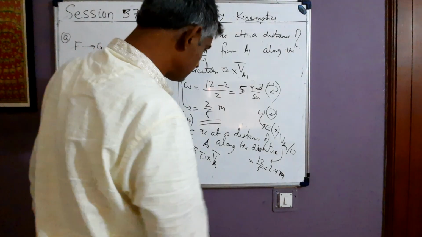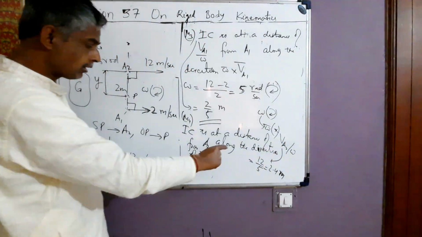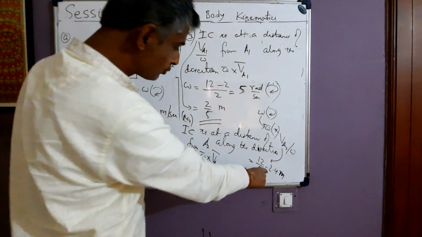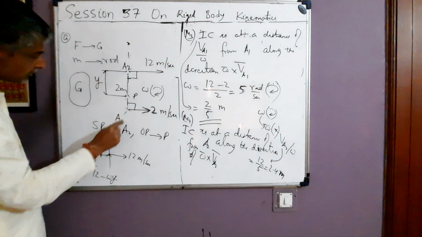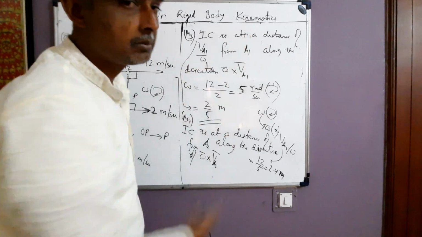So IC is at a distance of VA2 by omega from A2 along the direction of omega cross VA2. That is 2.4 meter below A2. That is 0.4 meter below A1, which is same as we obtained by the remaining 3 methods. Alright.